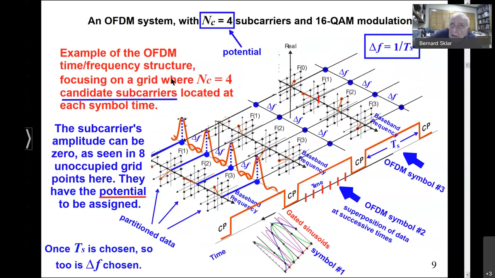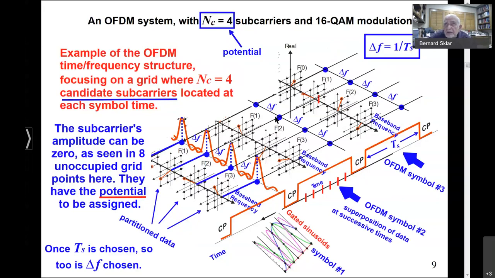So let's break this down immediately to a small set where n sub c is equal to 4 subcarriers. And here's my little grid, which is just a shortened version of what you saw before. That is, at every interval of time, I've got subcarriers 1, 2, 3, 4, 1, 2, 3, 4, 1, 2, 3, 4. And that's what all the literature does: they call these the location of the subcarriers.